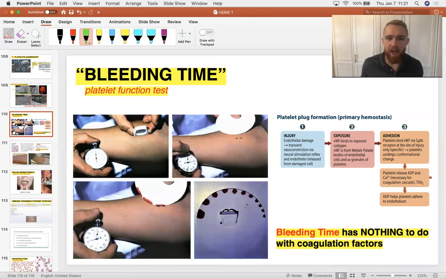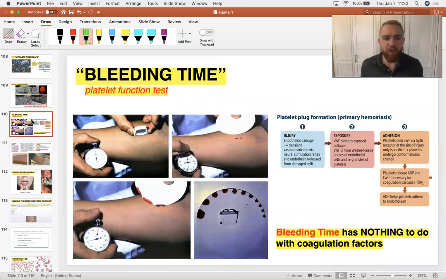Now you're waiting and you've got a little disc or a Kleenex or whatever, and you're just dabbing off blood every 30 seconds or so from this puncture wound. And whenever you can't get any more blood from it, that's how you know, okay, this thing's got a platelet plug on top of it. It has stopped bleeding. So that's when you stop the stopwatch. That's the end of bleeding time.